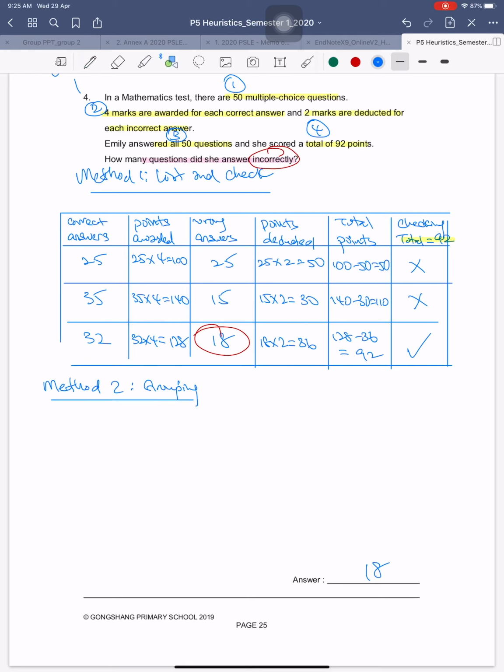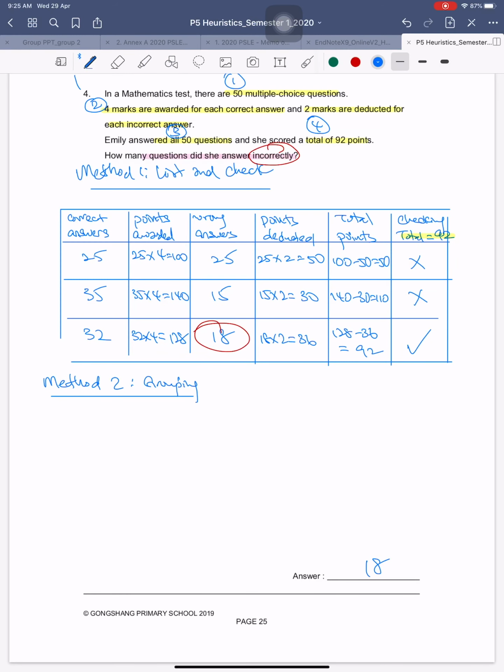Alright, let's look at method 2 now, grouping method. For this question, again I need to assume. What is my assumption? I need to assume that if she were to get all questions correct, meaning what is the maximum? 50 questions in total, she will get 4 points each, so 200. That is the maximum number of points she can get, 200, if she were to get all the answers correct.